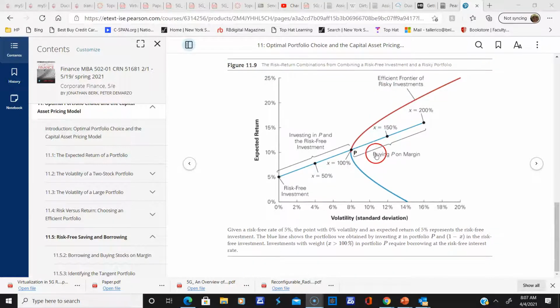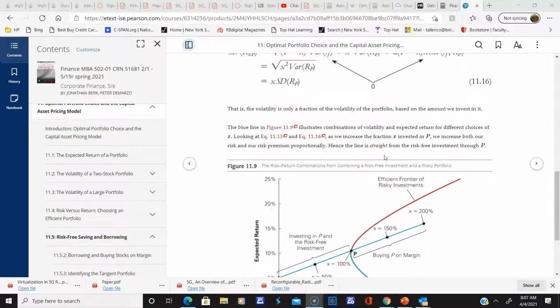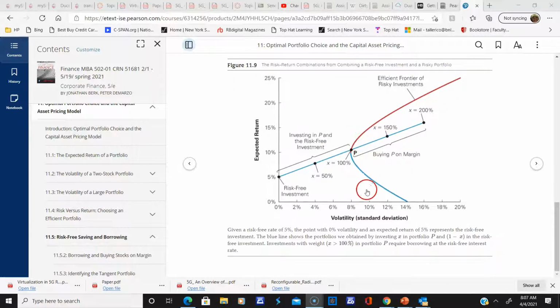Okay. So I just wanted to make that clear. So definitely, borrowing at the risk-free rate is a risky game. The blue line here shows the portfolios we obtain by investing X in portfolio P, and 1 minus X in the risk-free investment. Investments with weights X greater than 100% require borrowing at the risk-free interest rate. Which is kind of what I did, right?